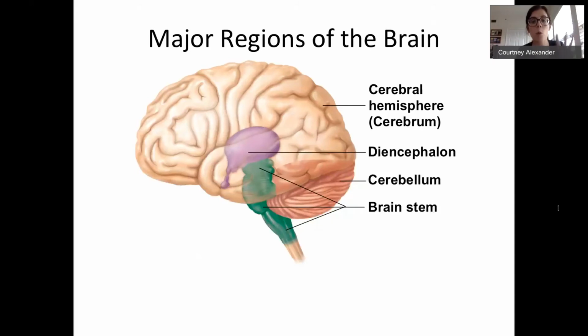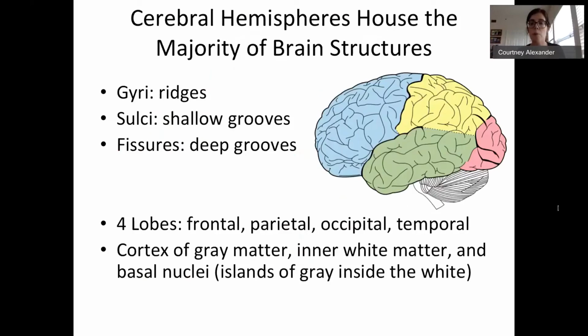Our brain has 4 major regions: the cerebral hemisphere, otherwise known as the cerebrum, which is the majority of the volume of our brain. Then deep inside your brain, you have your diencephalon on top of your brainstem. And at the very base of your skull, you have your cerebellum. Let's focus first on that cerebrum, or our 2 cerebral hemispheres, our left and our right brain. This is where the majority of brain structures are housed.